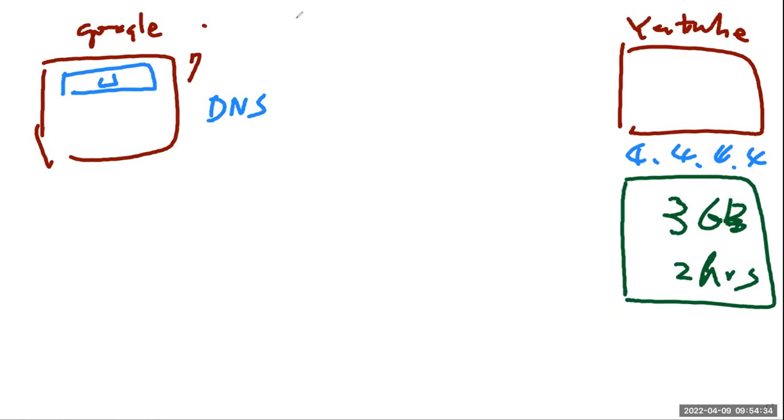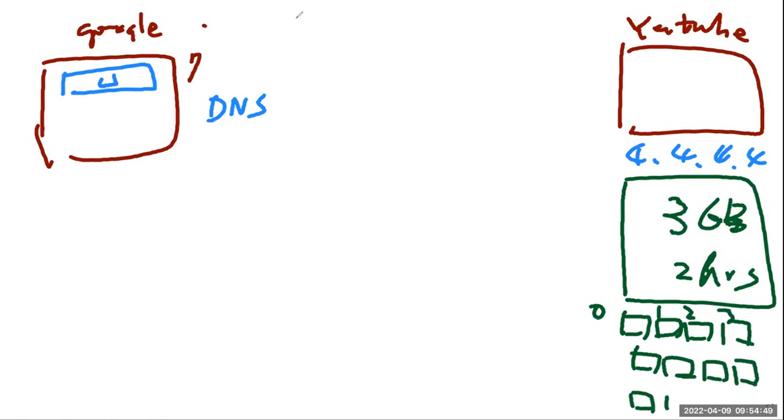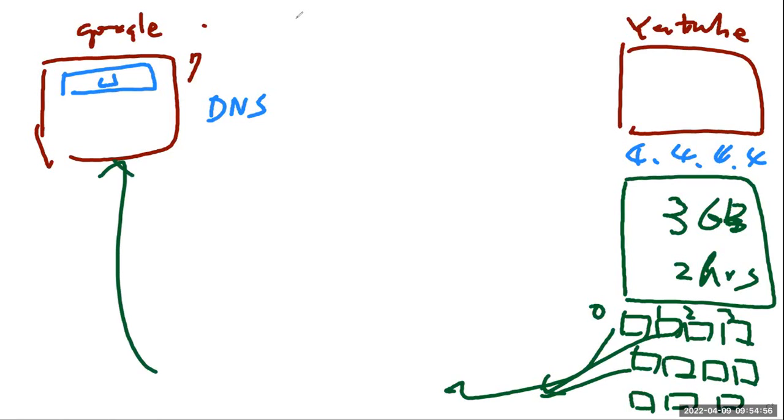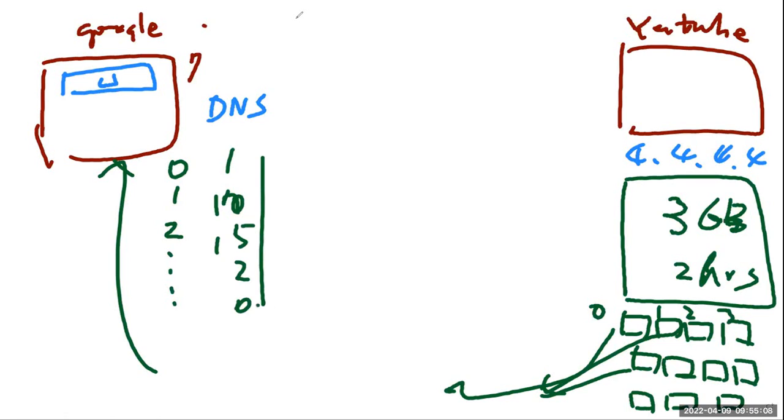The 3 gigabytes will be broken down into packages, and each package has a number: 0, 1, 2, 3, whatever. A timestamp or number is assigned to each package. The packages are sent out one by one, but when they arrive, they will not be in order of package number. It may arrive like 1, then 10, then 15, then 2, then 0. It may be out of order.